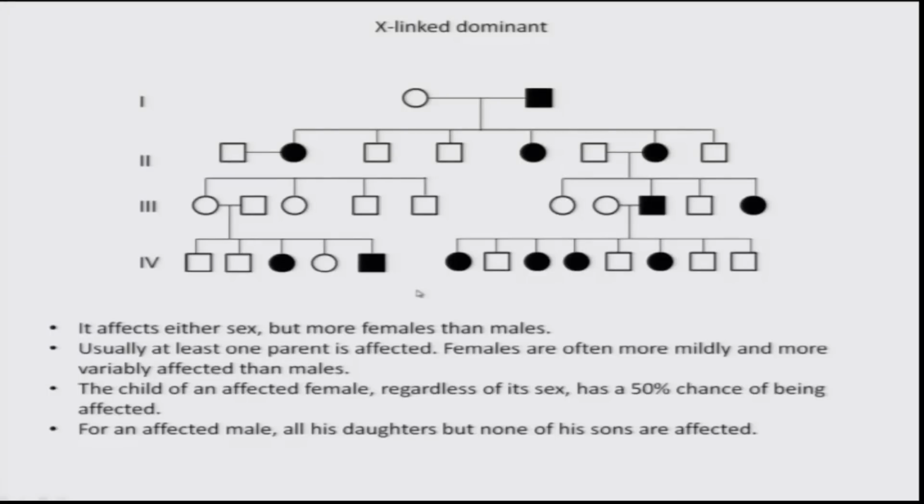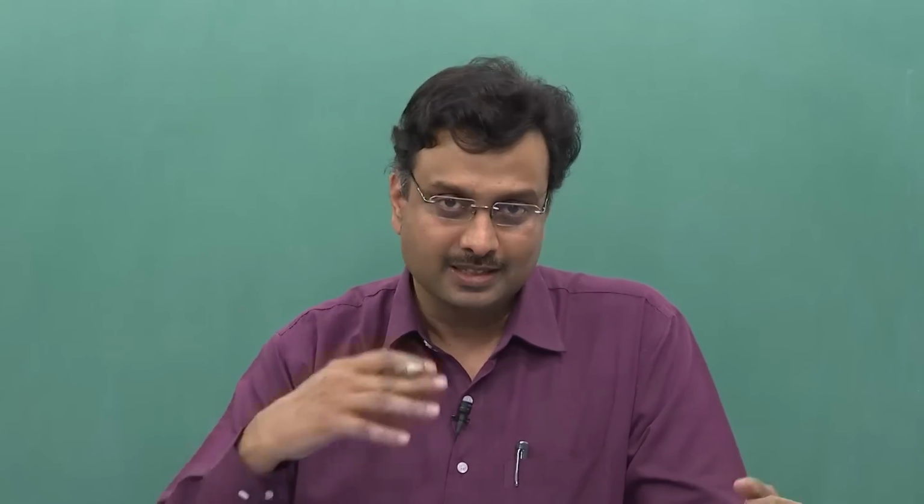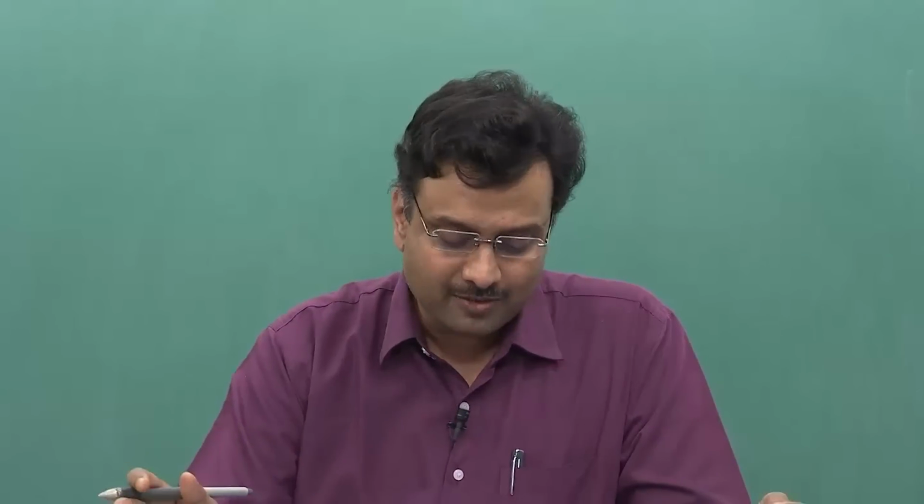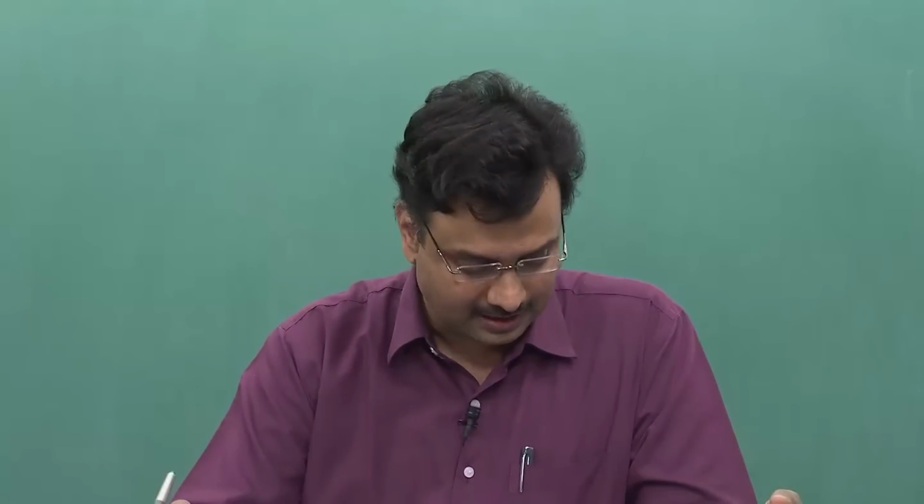Usually at least one parent is affected, because in a dominant condition you would expect either father or mother, both of them, could show the phenotype. But females are often more mildly or more variably affected than males because of a difference in the number of cells in which the given X is inactive. Because again there is X inactivation, you will have a variability in terms of how severe the phenotype is, if it is a disease.